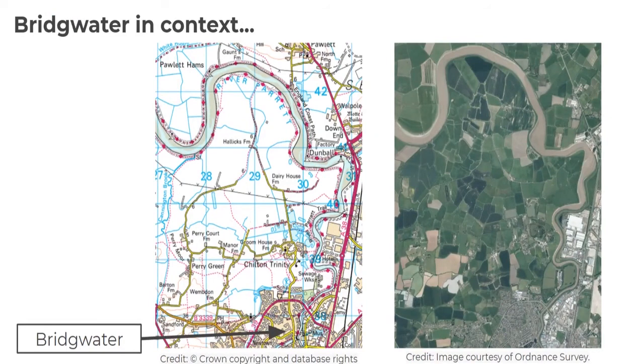So this is a good opportunity to review an OS map extract of the area around Bridgewater. Notice the lack of contour lines, showing that the area is extremely low-lying. You can also see the River Parrett within this extract.